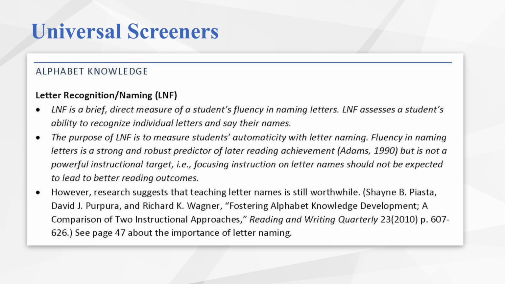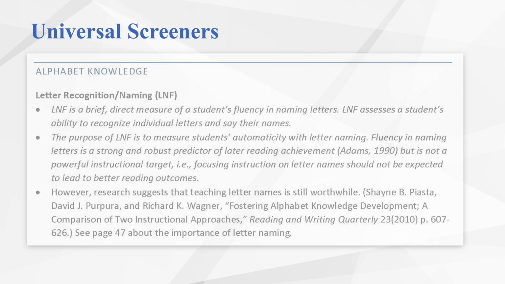Another subskill is alphabet knowledge. Alphabet knowledge is being able to recognize and appropriately identify letters. Letter naming fluency would be a common assessment administered to identify if students have established this skill. Letter naming fluency is different from letter recognition, as it adds that component of automaticity.